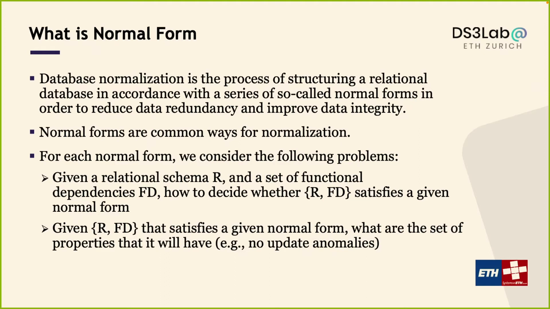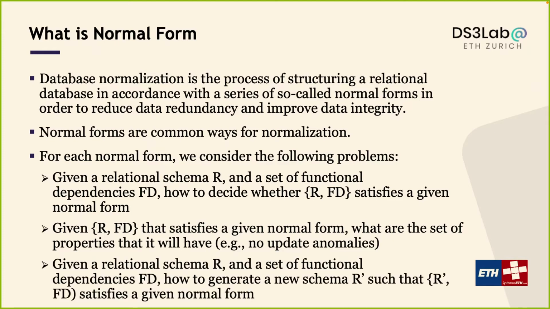And second, if we have a design, R and FD, that satisfies a given normal form, what can we say about this design? What properties are we going to have? And the third question is, if we have a design R and FD that does not satisfy a given normal form, how can we have an alternative design that actually satisfies it? So for every single normal form that we are going to reason about these three different questions.